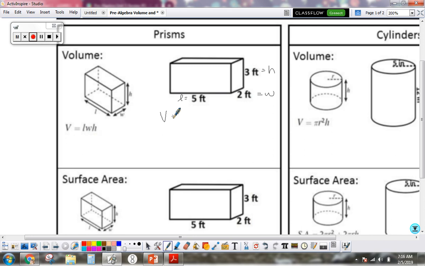So our volume formula is length times width times height. You're going to see me write my L in a cursive format, just so we don't confuse it with the number 1. Our length is 5, our width is 2, and our height is 3. So we just do 5 times 2 times 3. 5 times 2 is 10. 10 times 3 is 30. Remember, when you are looking at volume, your units are always cubic units. Since these are feet, our unit is going to be feet cubed. Simple enough, right?